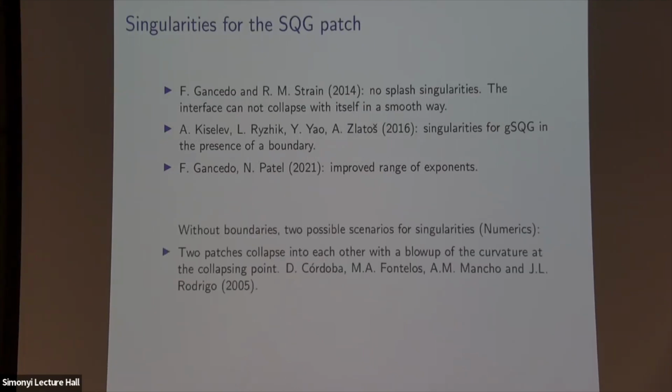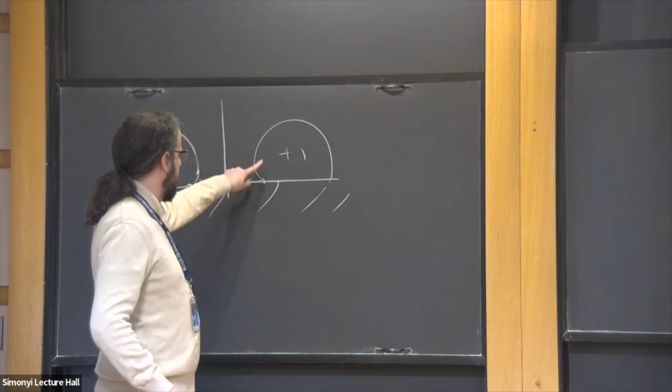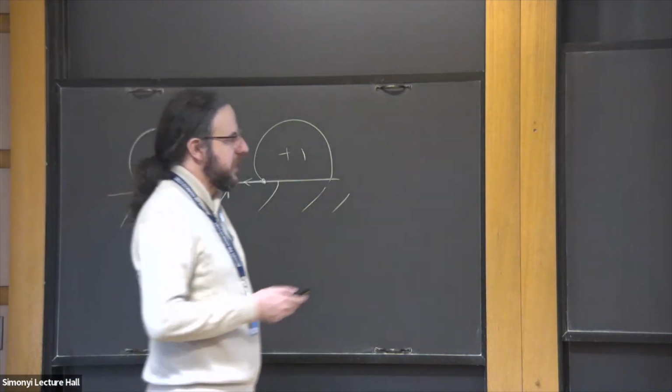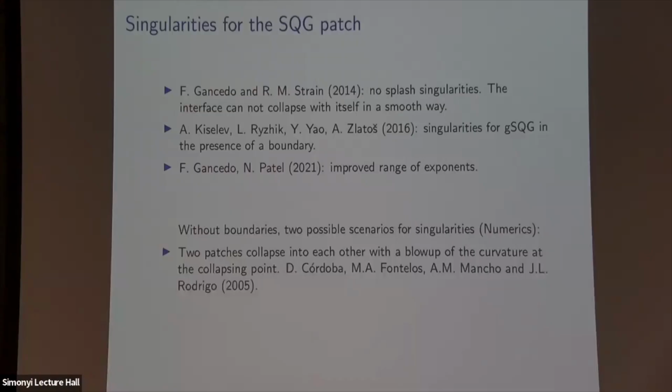Okay, now how about without boundaries? This is different because there is the boundary, and the boundary sort of fixes this point, and this point cannot move upwards. So there have been some groups doing numerical simulations, and pretty much there are two different scenarios. The first one is 15 years old, and it takes two patches and they roll onto each other and eventually collapse. And at the collapsing point, the curvature blows up. So this was done some years ago by Diego Córdoba, Marco Fontelos, Ana Mancho, and José Luis Rodrigo.